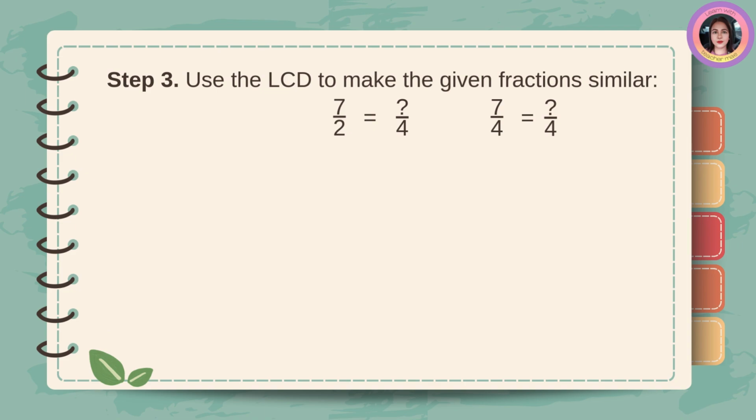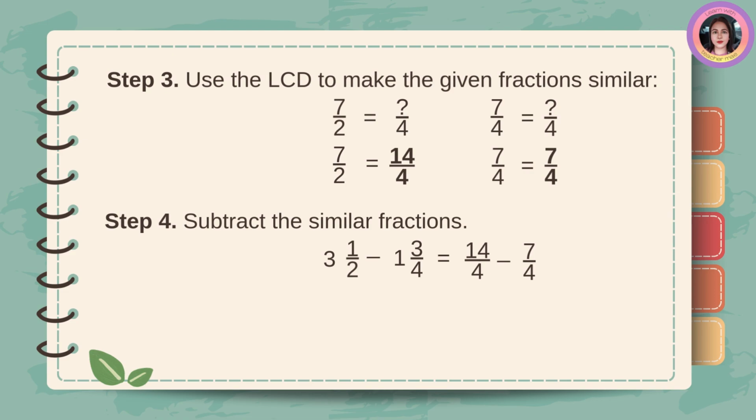Step 3. Use the LCD to make the given fractions similar. The equivalent fraction of 7/2 is 14/4 and 7/4 is 7/4. Step 4. Subtract the similar fractions. 3 and 1/2 minus 1 and 3/4 is equal to 14/4 minus 7/4. Subtract the numerator 14 and 7. 14 minus 7 is 7. Then copy the denominator 4. The answer is 7/4 or 1 and 3/4.